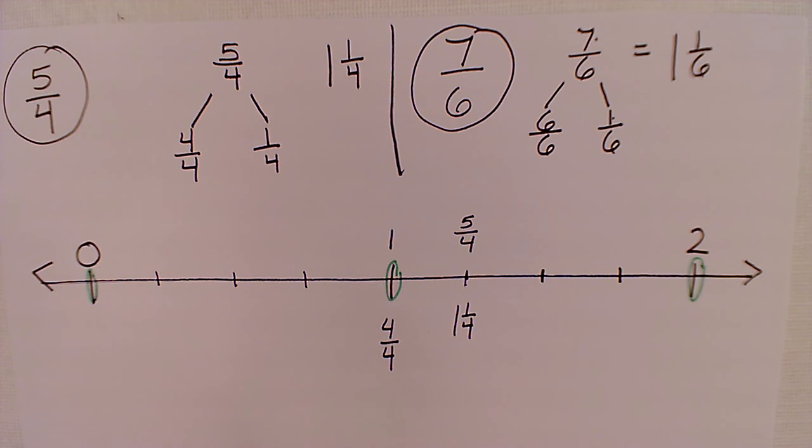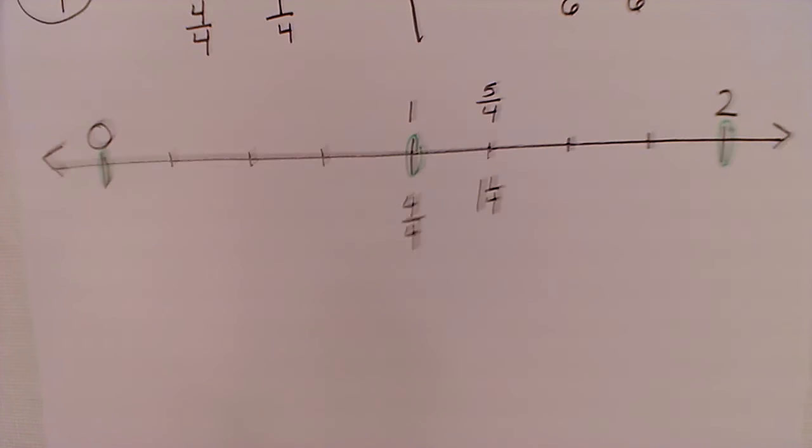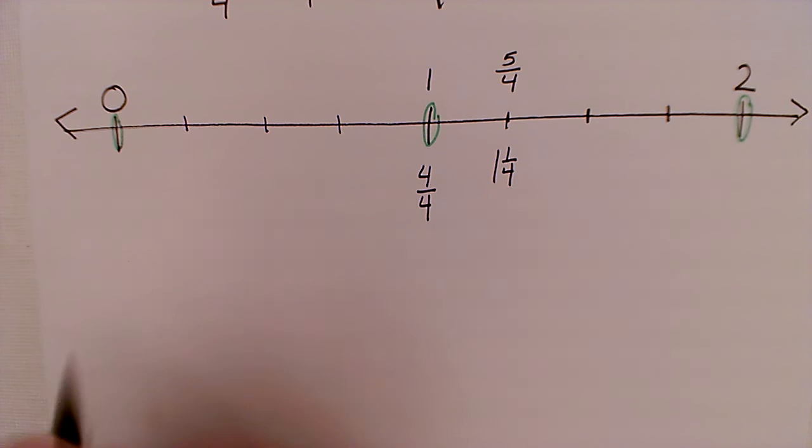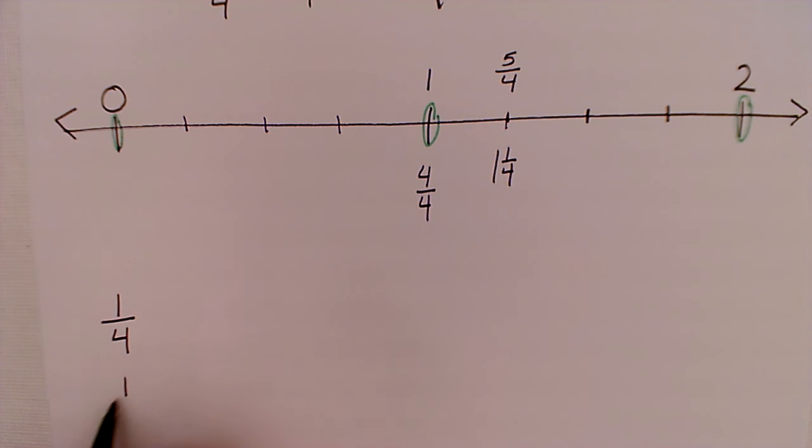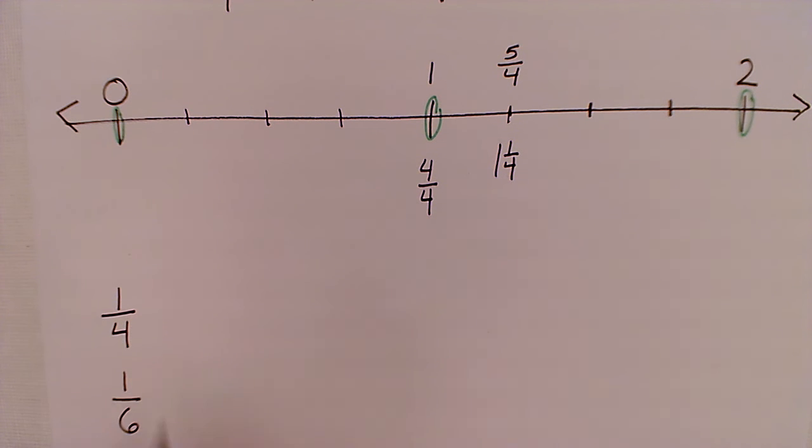I'm going to slide this up, and let's just think about what 1/4 and 1/6 mean. Let's compare them. So 1/4 and 1/6. Now, what I know is that when my denominator is a smaller number, 4 is smaller than 6, then these pieces are a lot bigger. But when my denominator is bigger, and 6 is bigger than 4, my pieces are a lot smaller.